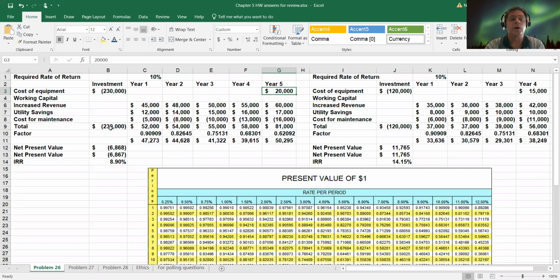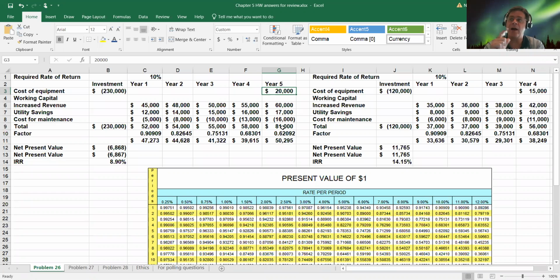So our total investment, there was no additional working capital in this problem. But I left the row there. Again, you don't need to, just so that we remember that's a possibility. But here are your cash flows for each year. 1, 2, 3, 4, 5. All right.